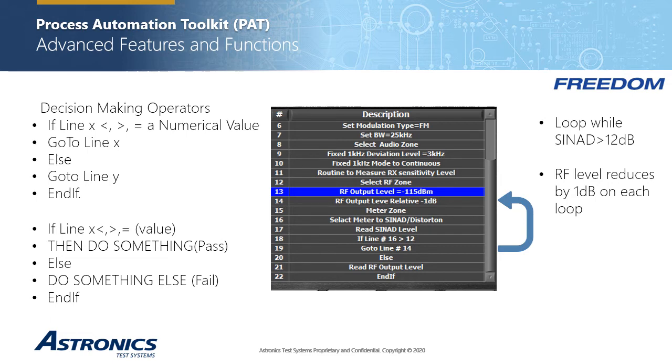Over on the right hand side of the picture here we see a loop that tests receiver sensitivity for 12 dB SINAD, and each loop around reduces the level by 1 dB, and when we get to a decision point where SINAD equals 12 dB, we jump out of the loop and read the RF output level, which equals the receiver sensitivity.